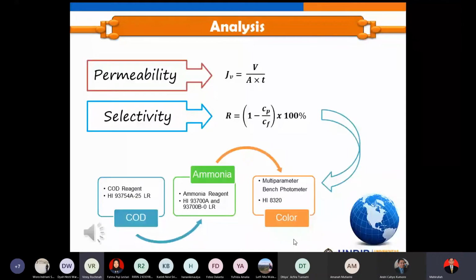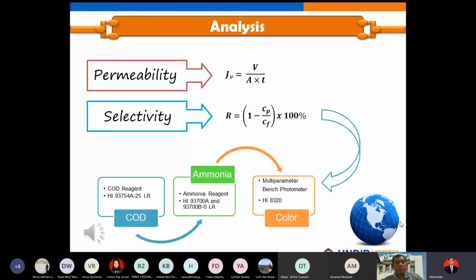Analysis. There are two analysis parameters used in this research: permeability and selectivity, as shown in the figure. The selectivity parameters used in this analysis are COD, ammonia, and color.